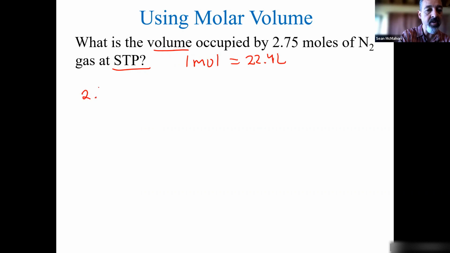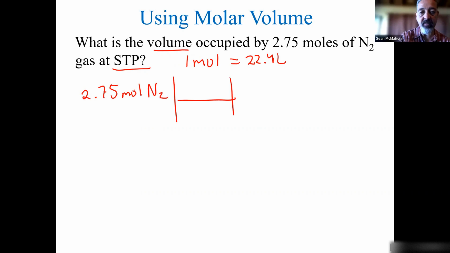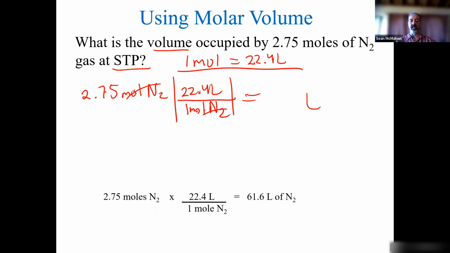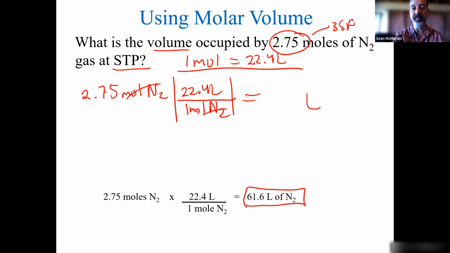Well, I have 2.75 moles of N2. If I want to know volume, I know under STP, 1 mole of N2 or any gas is 22.4 liters. And then I can solve. The units of moles will cancel. I'll be left with units of liters. And the answer for that, 61.6 liters of N2. So I have 3 sig figs. Why? 3 sig figs in my starting value.